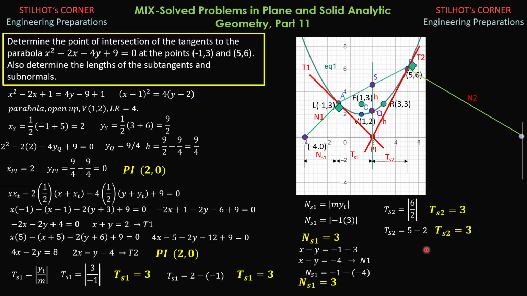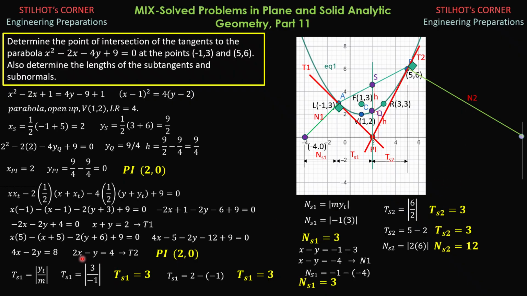Then for the normal, we have to find the equation first. We have to use the formula. The slope of tangent 2 is 2 and yt is 6. So the absolute value of 2 times 6 is 12. So NS2 is 12. So let's solve another way for NS2. So this is n sub s2.